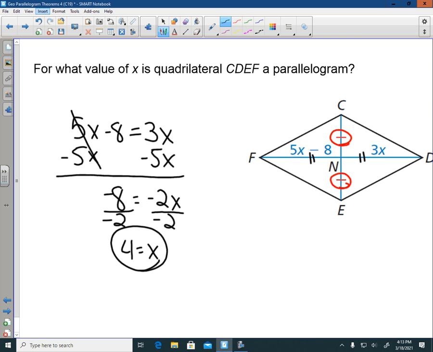We found the value of x by setting up an equation that said, well, let's just see what happens when those two pieces are equal. Because when FN is congruent to DN, then the diagonals of this quadrilateral bisect each other. And whenever the diagonals of a quadrilateral bisect each other, then that quadrilateral is a parallelogram. So all we had to do was show the value of x that was going to make those pieces equal. And that's all there is to it.